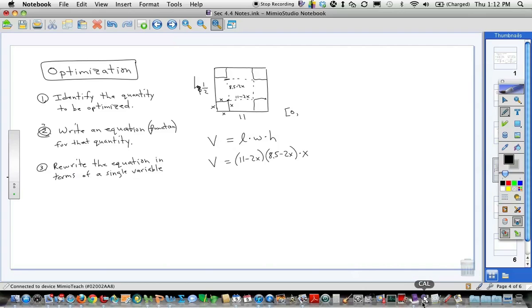What's the biggest X could be? 4.25, right? Why is that?